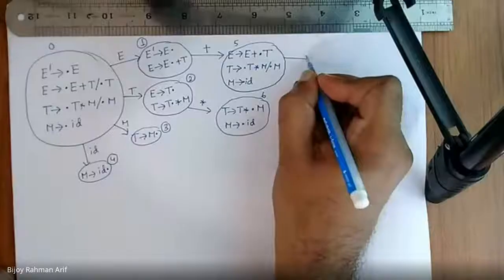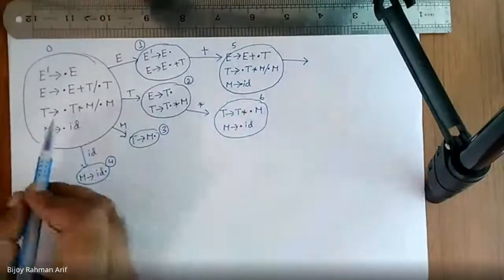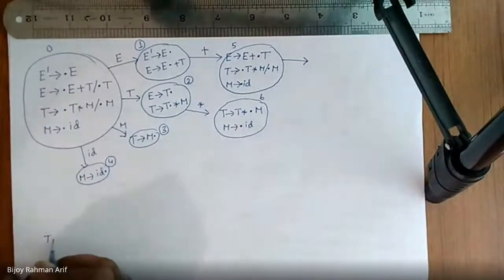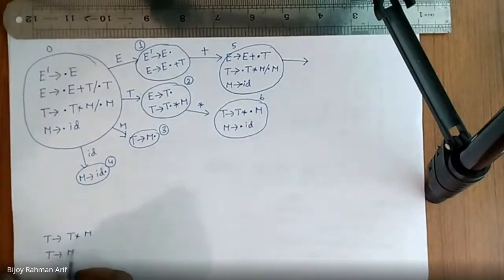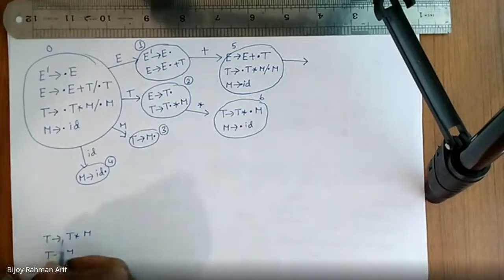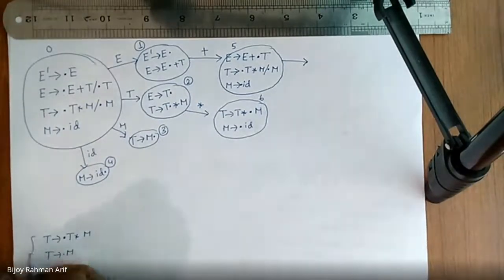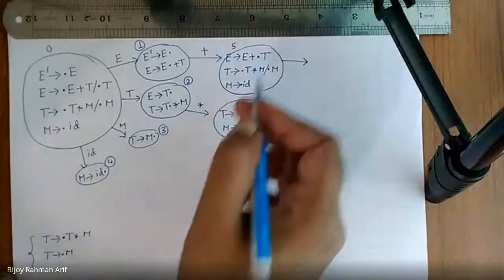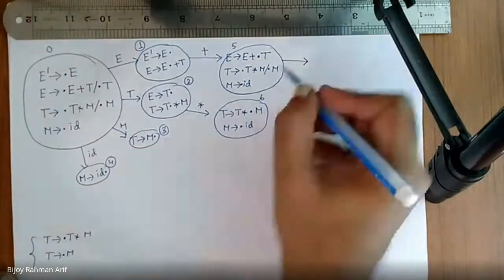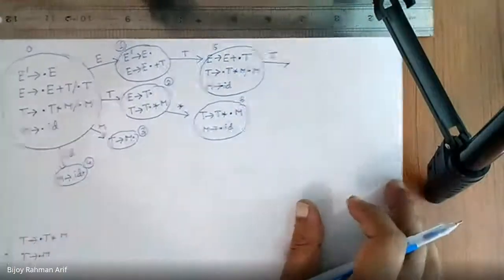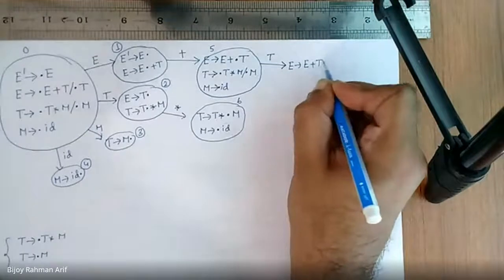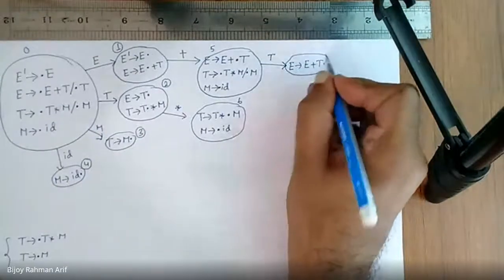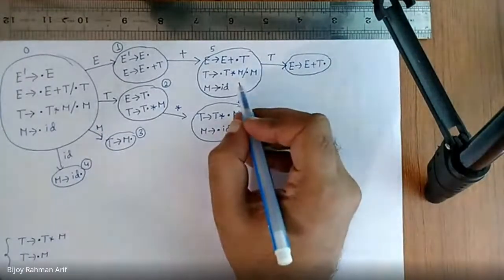Now moving on T. Sir, in 5, do we have to add the M product too? Yes, we have to add it, because what is T? T has 2 parts: T derives T star M and T derives M. So if you put a closure before this, definitely you have to put it here. Yes, there are 2 products, meaning 2 products starting with T. Now moving on T, what do we get? E derives E plus T dot. And it's the final item. Fantastic, we're done.